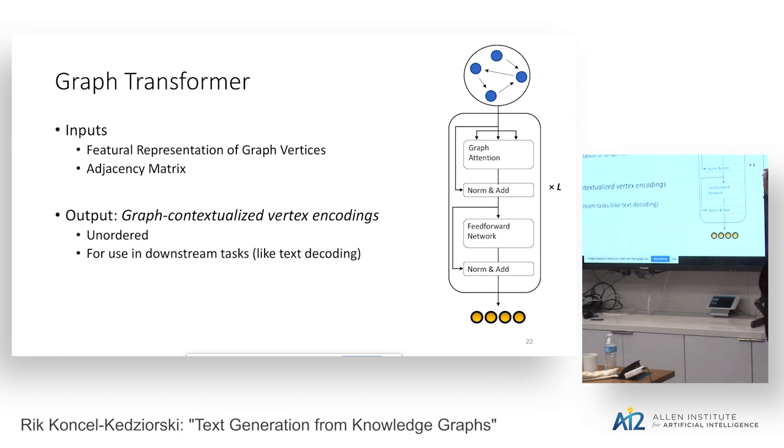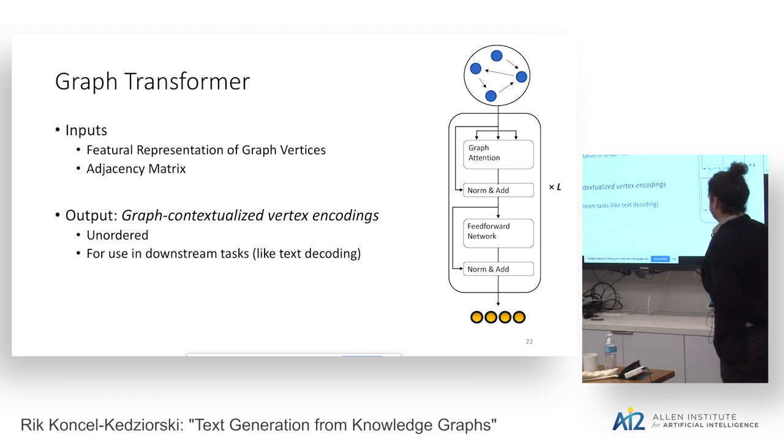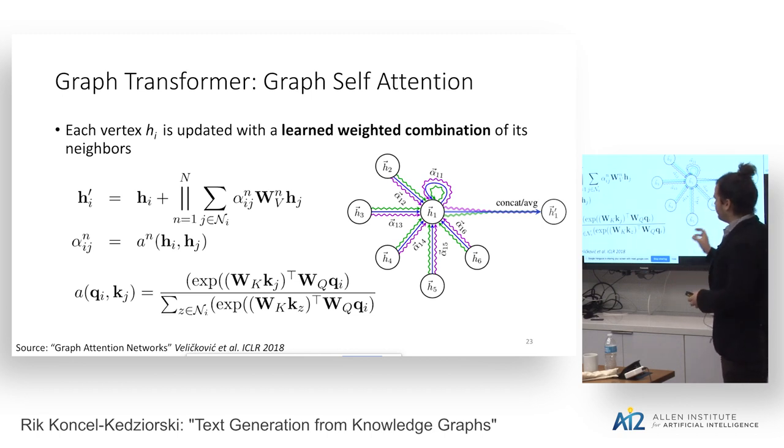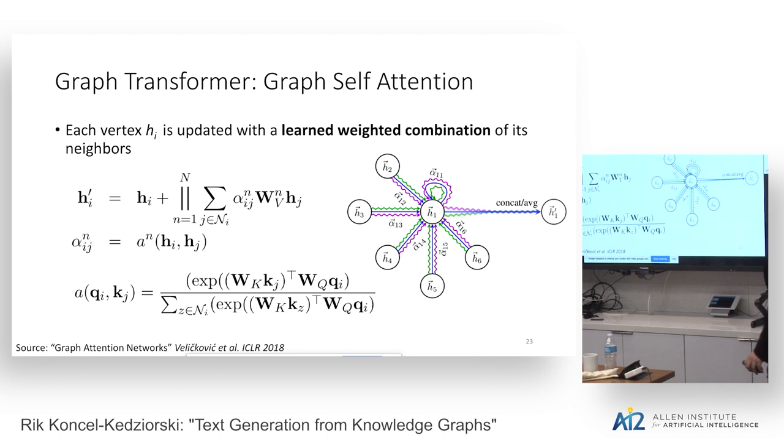Looking at this architecture, first I'm going to talk about the graph attention specifically, and then I'm going to describe how the rest of these layers affect the transformation. The first thing to know is that in graph attention, or graph self-attention, every vertex in the graph is updated with a learned weighted combination of its neighbors. Here, for example, we have this vertex H1 connected to its neighbors 2 through 6. We're going to take a weighted combination of these neighbors and combine that with the original vertex H1 to arrive at a new updated vertex H1 prime.